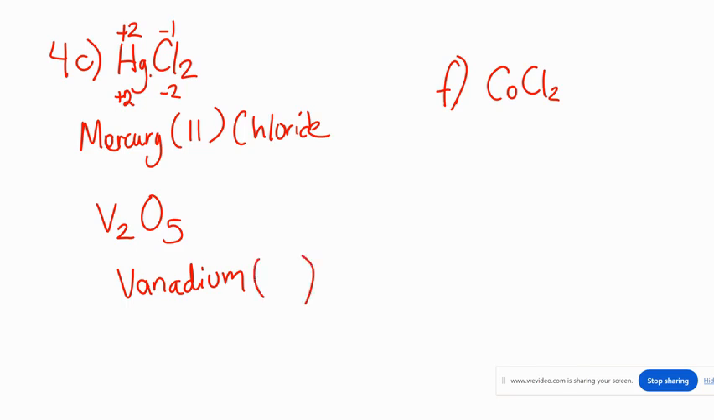So I always start with my anion because it only has one option. The one option for this anion is a -2. Everybody know where I got that from? The oxygen off the periodic table. So -2 times 5 is a -10, which means this side has to be a +10. I have 2 of them. 10 divided by 2 is 5. So this has to be a +5. Roman numeral 5 is just a V. And this is oxide.